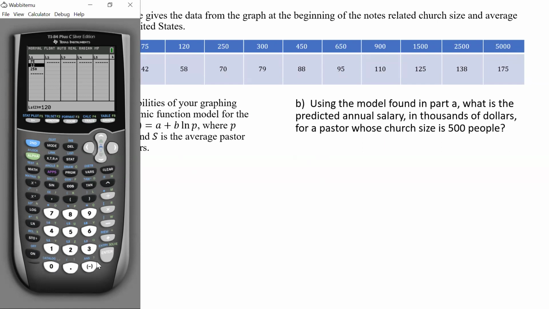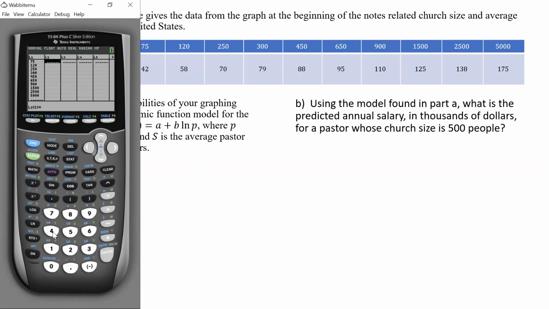120 there. 250, 300. I don't know what is wrong with me. 250, 300, 450, 650. It's so much faster when the calculator is in your hand. All right, so there's our population of our church.